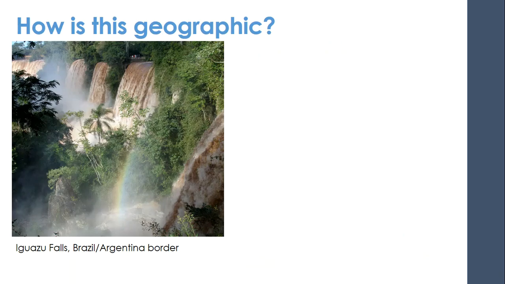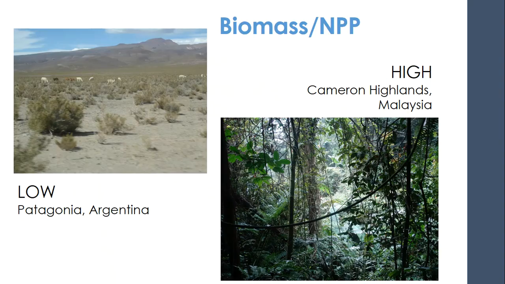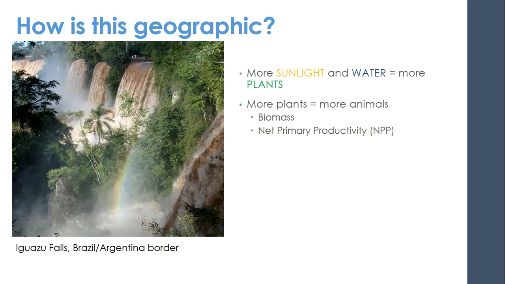And so how is all of this geographic? Because again, we're in a geography class. Basically, more sunlight and more water equals more plants. More plants equals more animals or more biomass. Biomass is really just how much living stuff is in a place. A rainforest has a lot more biomass than a desert does, and has higher net primary productivity, right? So it's taking in more energy, it's producing more biomass.